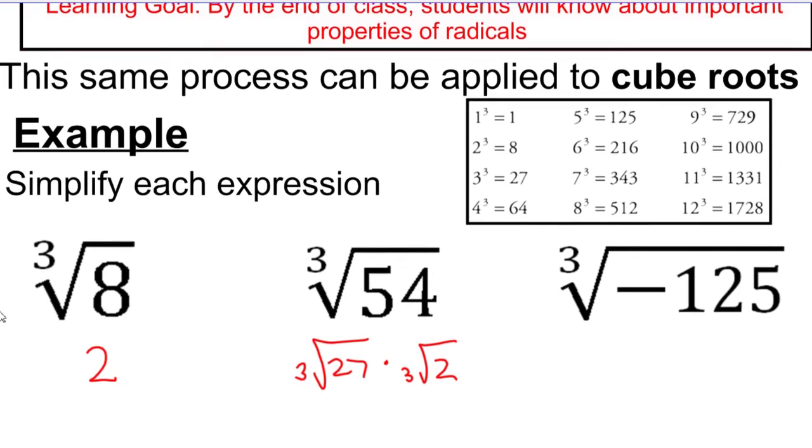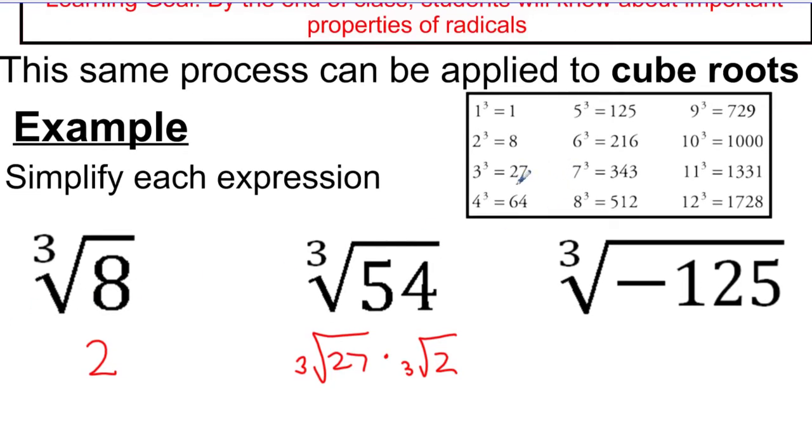Right? And the reason that I did that is because now I can look at my list and say, can I take the cube root of 27? The answer is yes, I can. The cube root of 27 is 3 because 3 times 3 times 3 gives me 27 back. So I can at least simplify one of the factors, and then the other one is going to stay underneath the cube root symbol, and that's 2, okay?